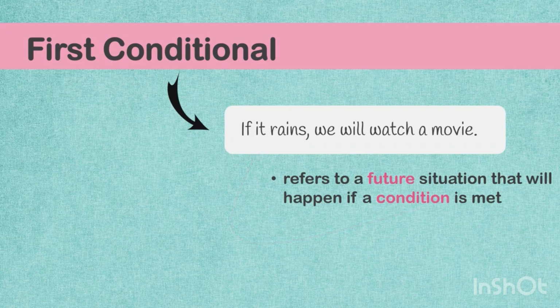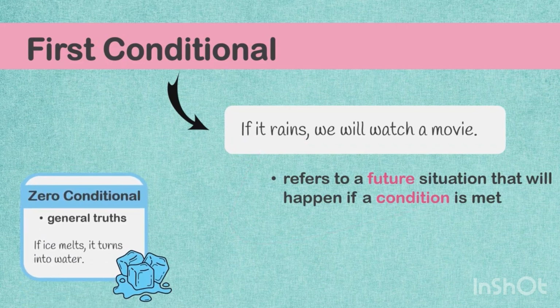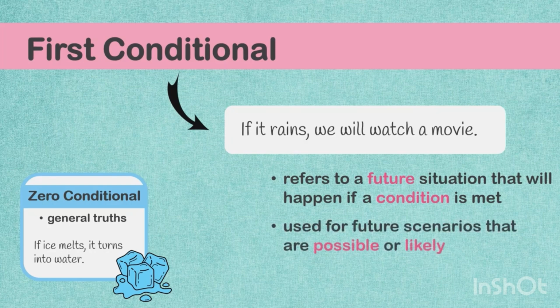You might remember that zero conditional refers to general truths or universal facts. For example, if ice melts, it turns into water. First conditionals aren't used for general truths. They deal with specific future scenarios that are possible or likely to occur.